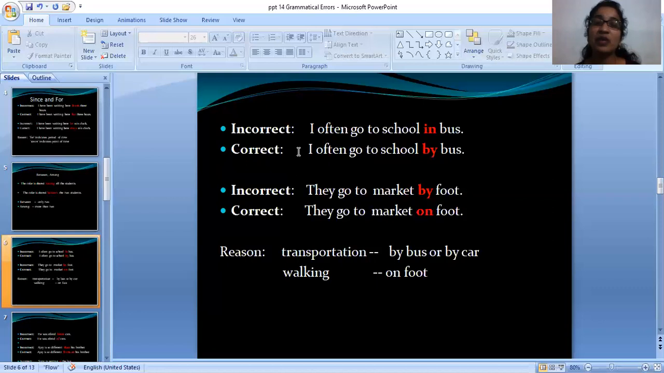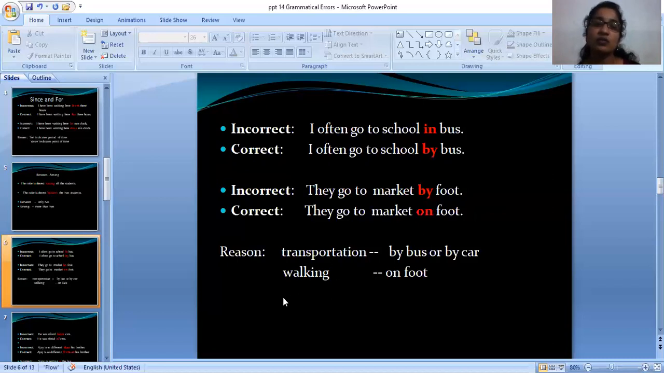So let me read out the correct sentences once again. I often go to school by bus. I often go to school on foot, right? So you can see the difference here, right? So by has to be used only when you mention a sort of transportation, maybe a vehicle. If you use any vehicle, a means of transportation, then you have to use the preposition by.